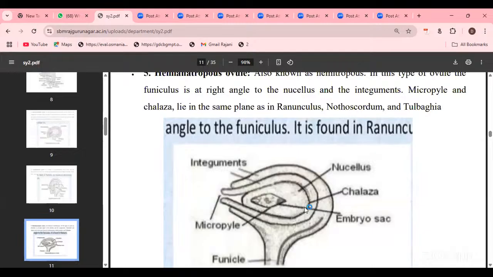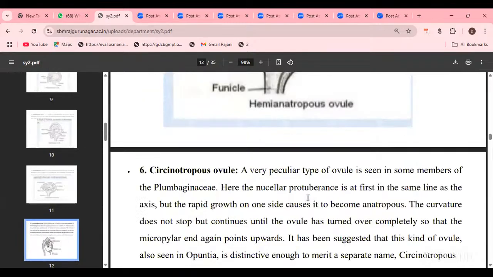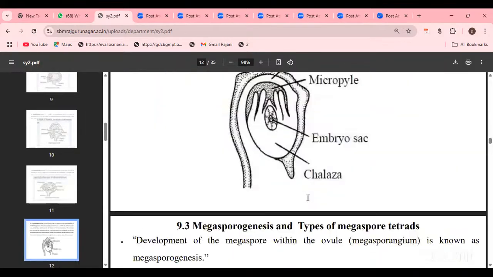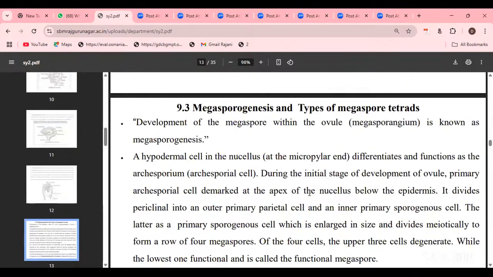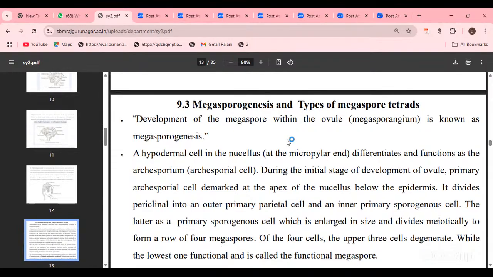Megasporogenesis and types of megaspore. The development of megaspores within the ovule, in the megasporangium, is known as megasporogenesis.